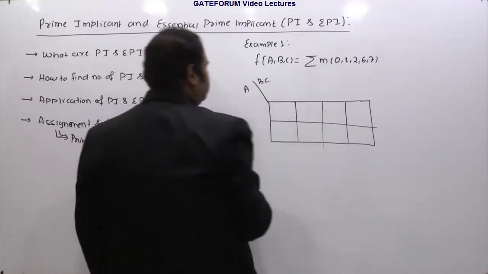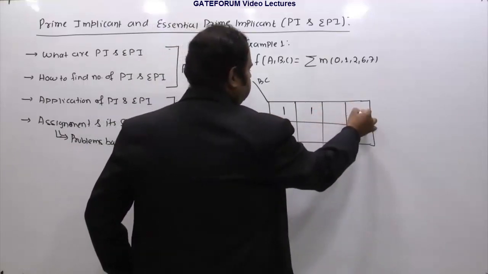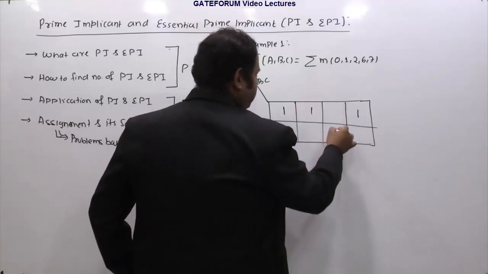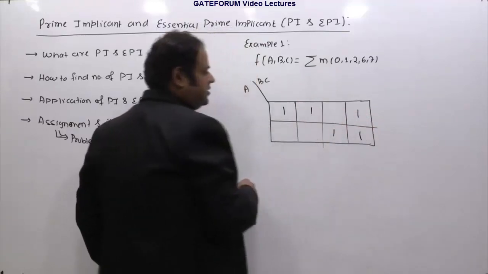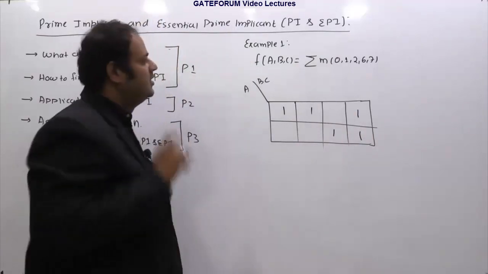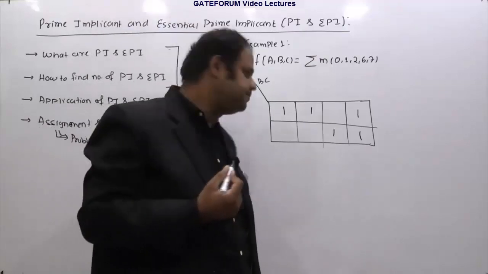So if I'm plotting this, this is min term 0, this is min term 1, then this is 3, then this is 2. I don't have 4, I don't have 5, I have 6 and 7. So 7 here and this is 6. So this is the plot of the K-map for this function f. With respect to this function, I have to find how many PI and how many EPI.